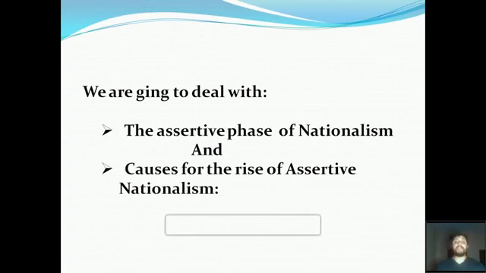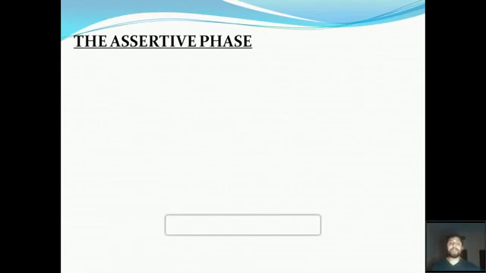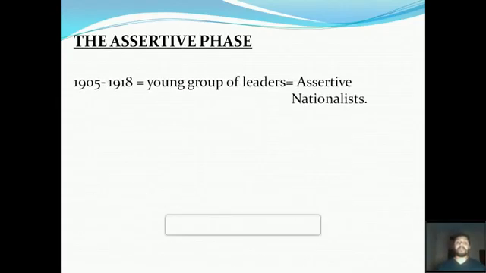So firstly we are going to study about assertive nationalism, the assertive phase of the Indian national movement. So let's move to the topic, assertive phase or assertive movement of Indian nationalism. Assertive nationalism started to spread in the Indian National Congress from 1905. You have to note down this particular date. Actually, the Surat split had taken place in 1907.